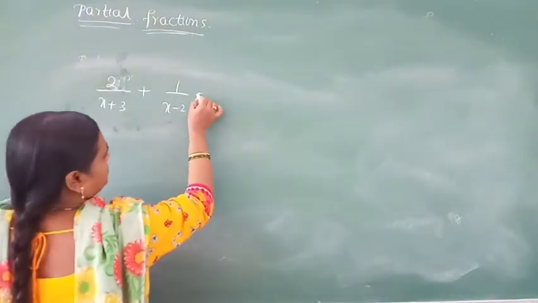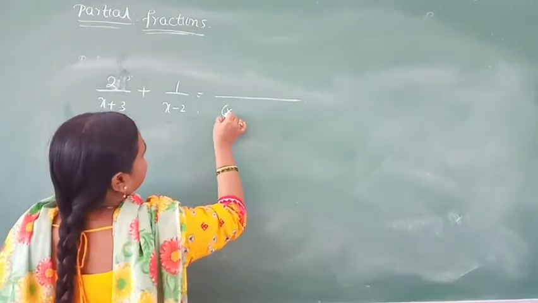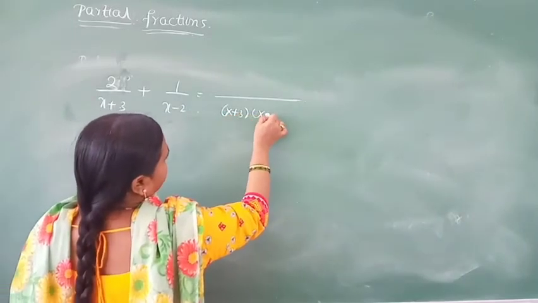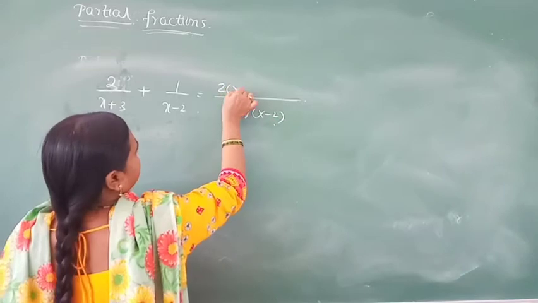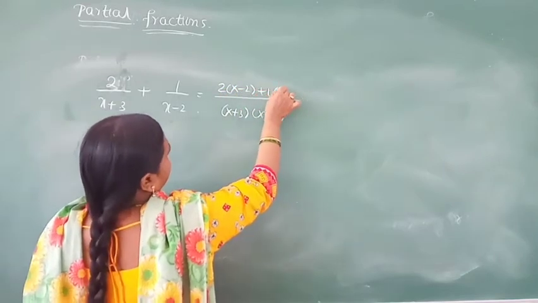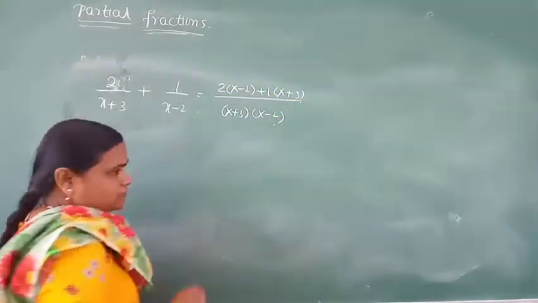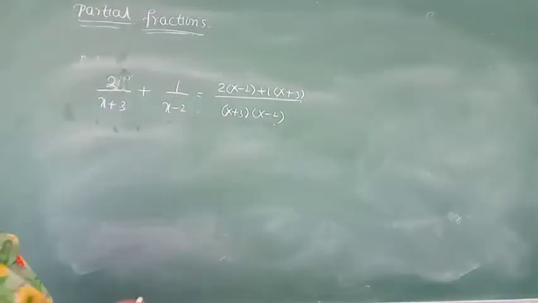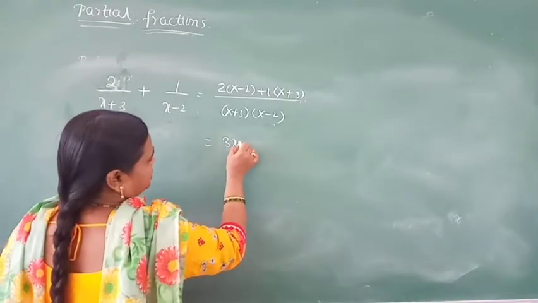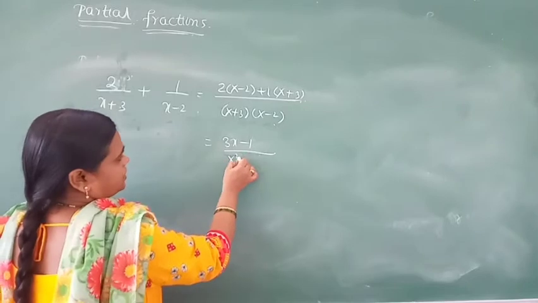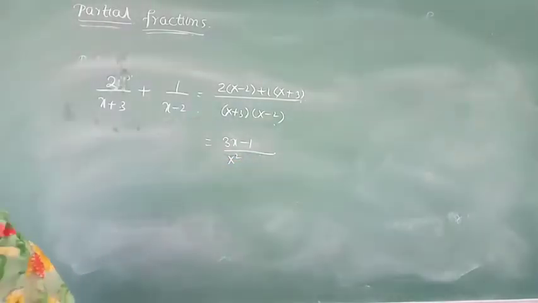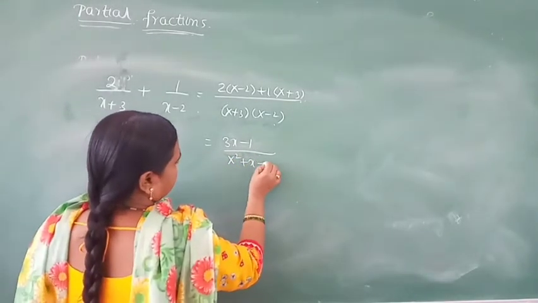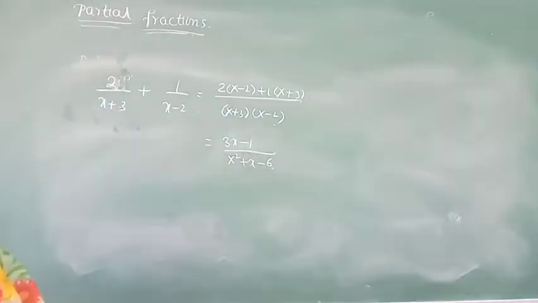Correct? Take the LCM. What will it be? x plus 3 times x minus 2, and 2 into x minus 2 plus 1 into x plus 3. Do the simplification. You will get the answer in the form of 3x minus 1 divided by x square plus x minus 6. Correct.